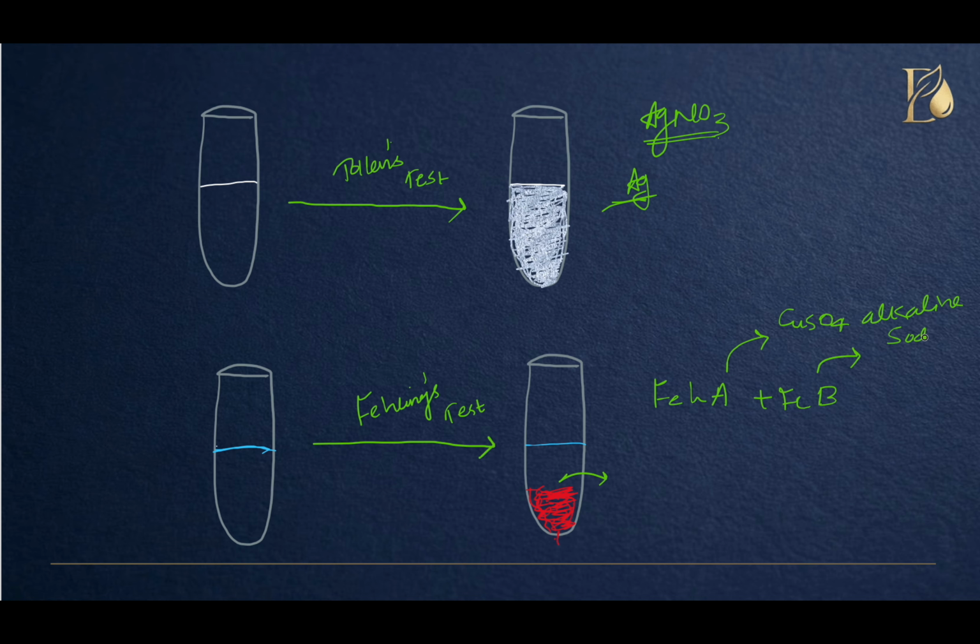sodium potassium tartarate. So Fehling solution B is alkaline sodium potassium tartarate, which is also known as Rochelle salt. So what is Fehling's test? First you have to mix Fehling solution A and Fehling solution B, that is Fehling's reagent. When you heat aldehydes with Fehling's reagent, it will produce a brown precipitate. That is Fehling's test.